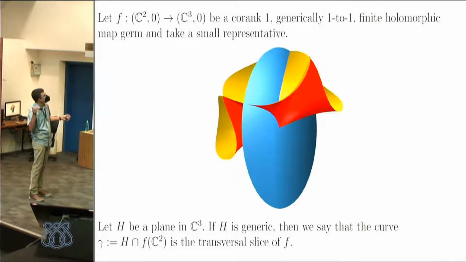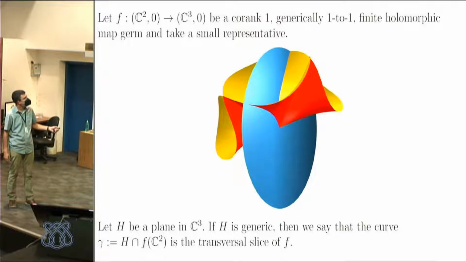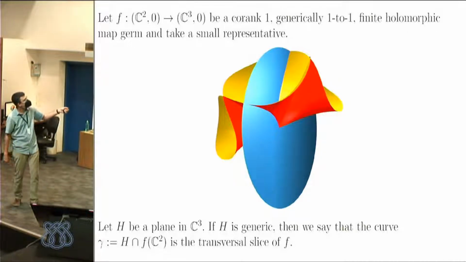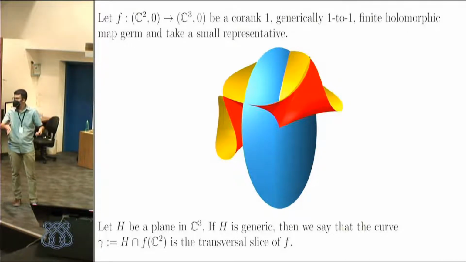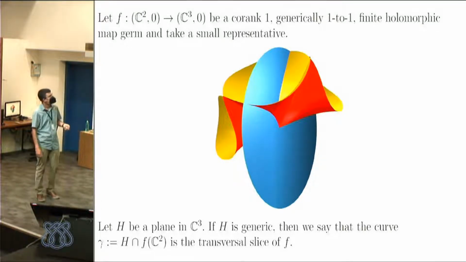So take a plane denoted here by the letter H. And if H is generic, then when you cut our surface with this plane, we call this the transversal slice of F. The topology of this plane curve does not depend on the choice of the plane if it is generic, okay? So this is the notion of transversal slice of F.